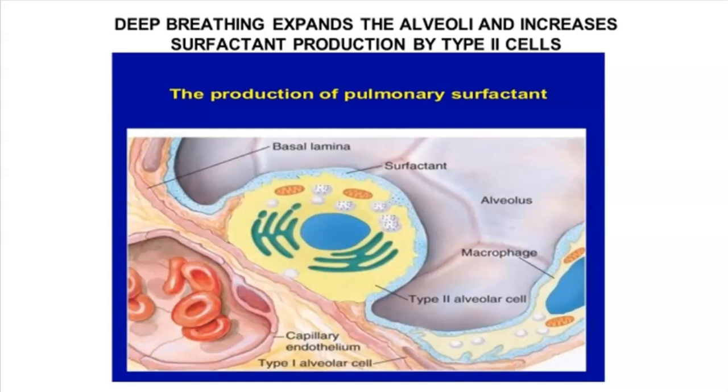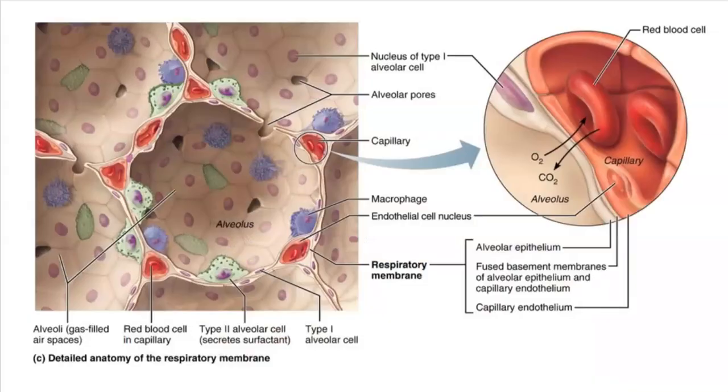We see that deep breathing stretches the alveoli, and it also stimulates the type 2 alveolar cells to produce additional surfactant. So this, again, helps keep that surface tension of the water in the alveoli very low. And finally, the last cell type that we see in the alveoli are alveolar macrophages, and these help to destroy bacteria and break down debris and dust and things like that that make their way into the alveoli and get trapped on the alveoli surfaces. So this helps to keep the surface of the alveoli sterile and clean.